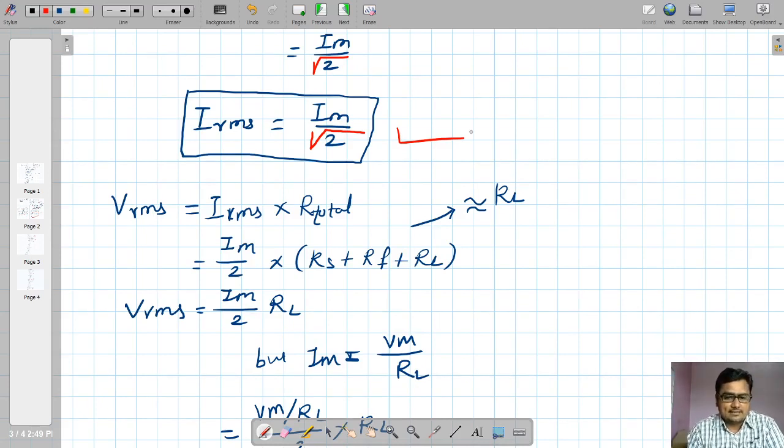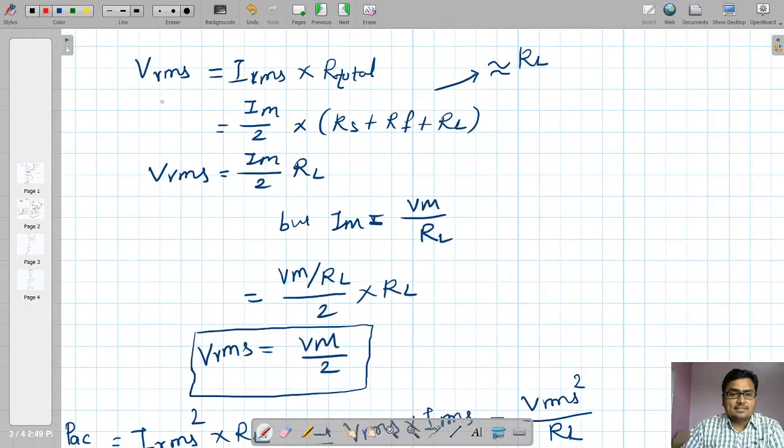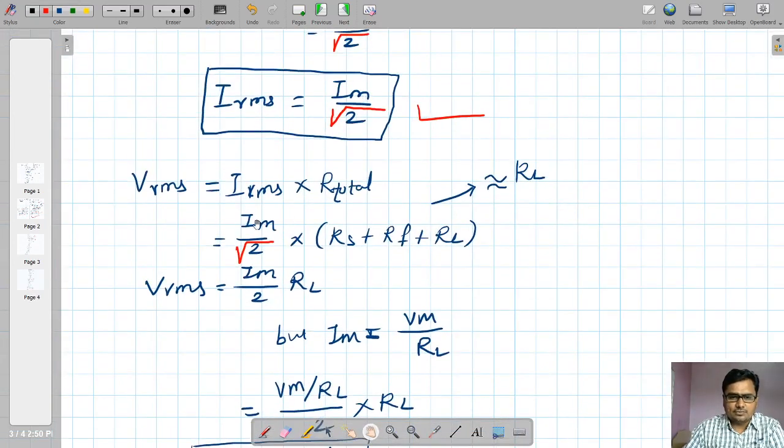That was AC current. Now come to AC voltage also. In case of AC voltage, I am writing the equation. In case of half wave rectifier, we have written VRMS is equal to IRMS multiplied by R total. So what is the value of IRMS? The value of IRMS is Im by 2 in case of half wave rectifier. In full wave rectifier, the value becomes Im by root 2. This is what we have just derived. So I am putting this value, Im divided by root 2, multiplied by the total resistance Rs, Rf, RL, which is approximately RL only.